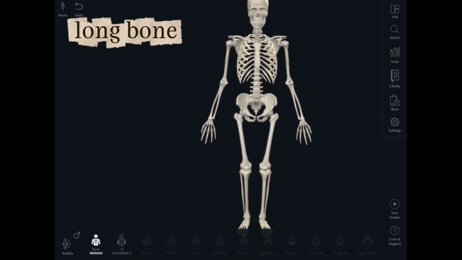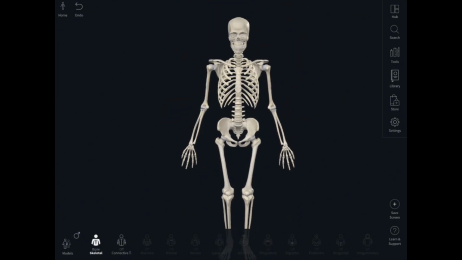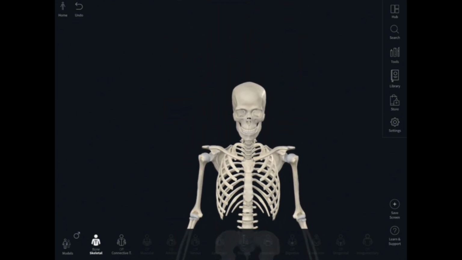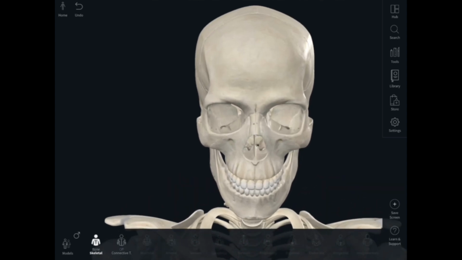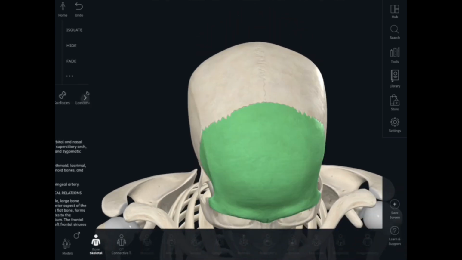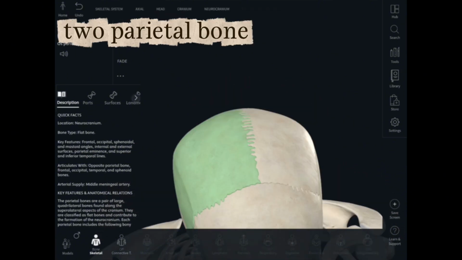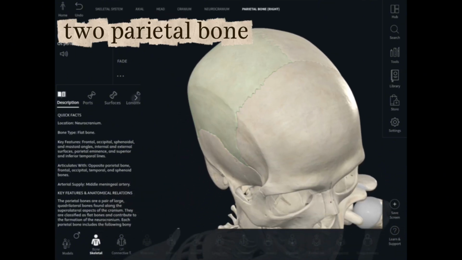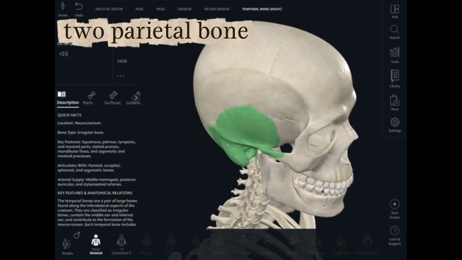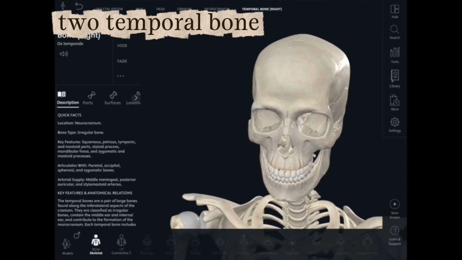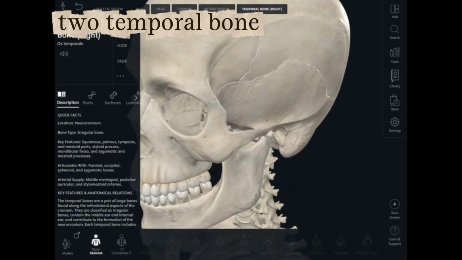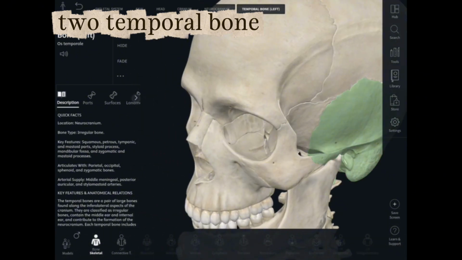So first, we're going to talk about the cranium and why we need it. The cranium has 8 parts, or 8 bones. First, we have the frontal bone and the parietal bone. We have a right one and a left one. And we have the temporal bone, a right one and a left one.